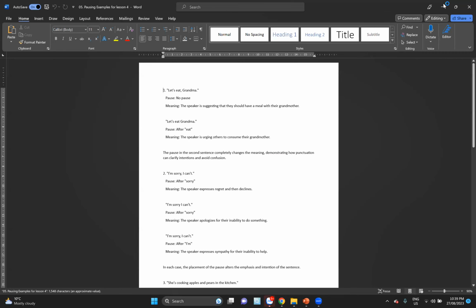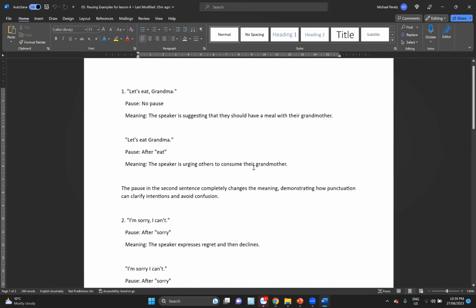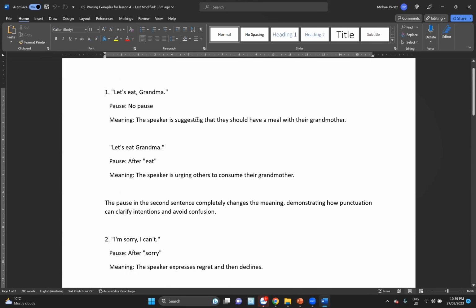Pausing examples. So we've got a few sentences here. Hopefully you guys can still see my screen. And you can see that where we've placed the comma indicates the pause.